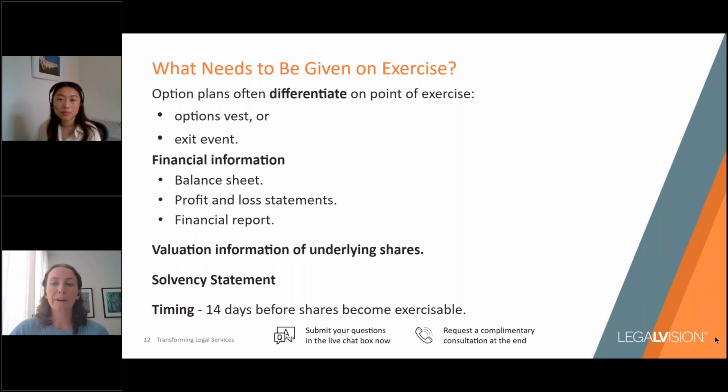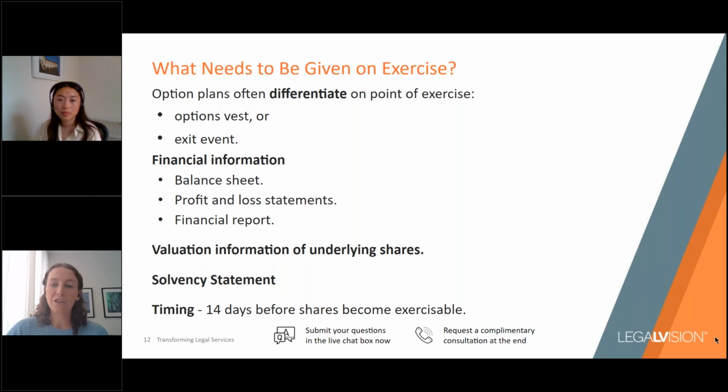The two most common points of exercise are either once the options have vested or when an exit event occurs, for example, an IPO. Some companies also allow their employees to exercise their options when they leave the business. The point at which an option becomes exercisable under the ESOP is important to consider in the context of the new disclosure regime, because this is the point at which certain supporting information needs to be provided to the employee. That information is financial information, valuation information, and a statement about the solvency of the company.